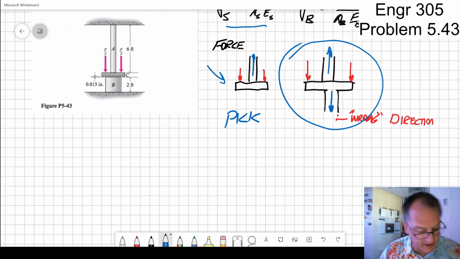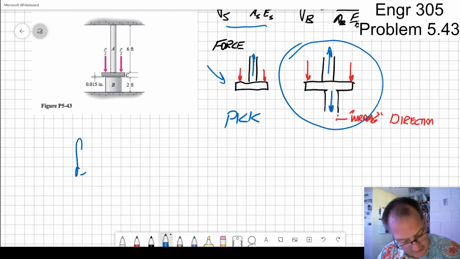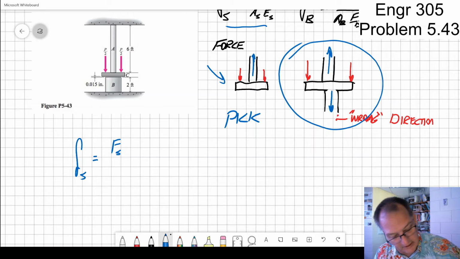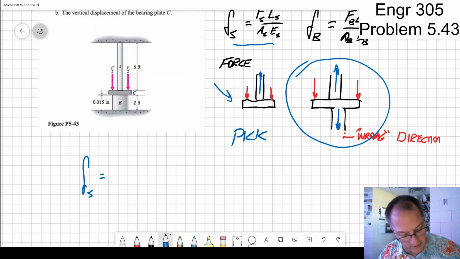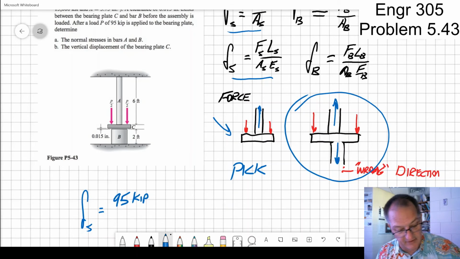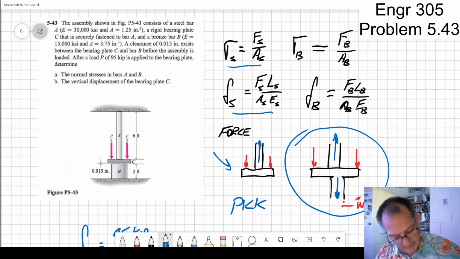Here, let's try that. Delta in the steel is equal to the force in the steel. Well, I know the force in the steel now. It's taking the whole load, 95 kip, times the length of the steel. Well, it's given as 6 feet in the picture.